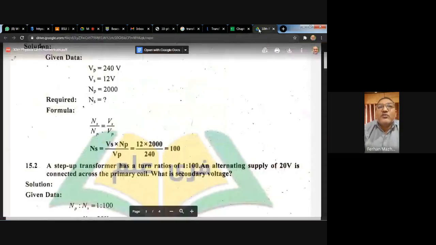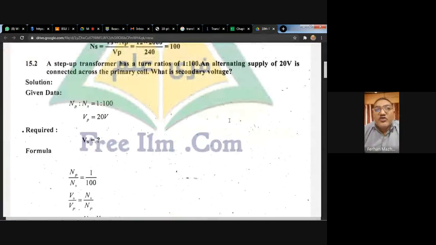So this second numerical: NP is 1 and NS is 100. The ratio is given, NP ratio NS. So this means NP divided by NS, okay, that will be 1 by 100. You know the idea of converting the ratio into a fraction?